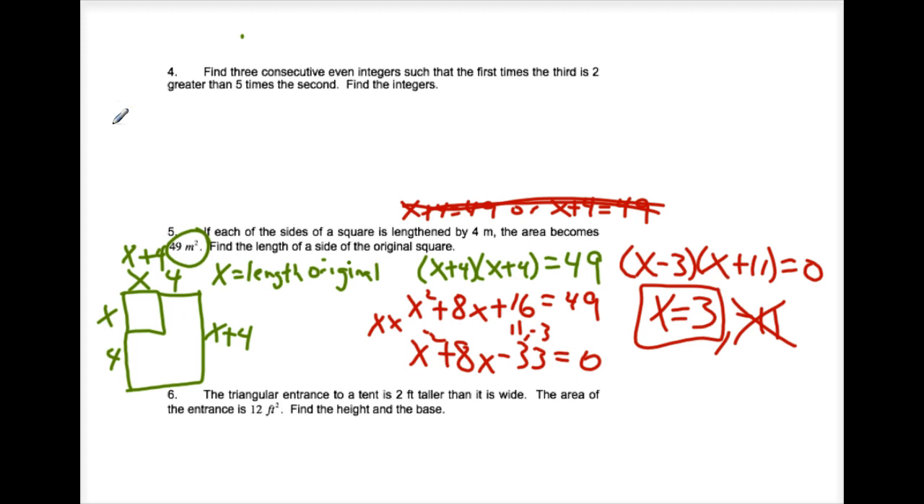Now think about it. If the original one is 3, what's 3 plus 4? 7. Well, if a square is 7 by 7, what's its area? 49. Works out. So x is 3. All right, last problem. Seriously, it'll be fun.